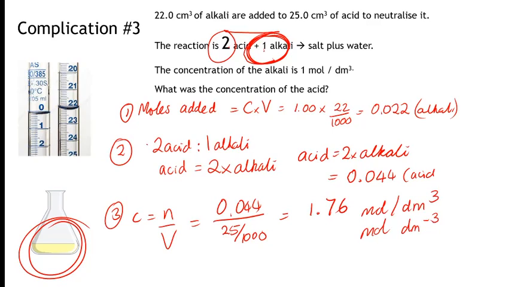Okay, does that make sense? Let's have a look. Look back at the reaction. We used roughly the same volume of each one to neutralise. But looking at the reaction, the acid needs twice as much. Okay, there's twice as much acid as alkali required. So that would make sense. If we use the same volume, the acid must have been more concentrated to make that work.